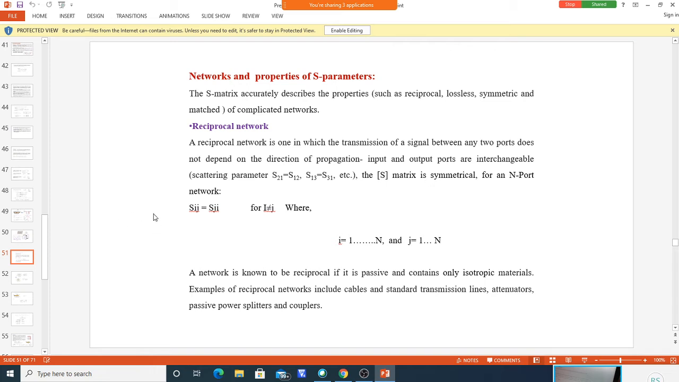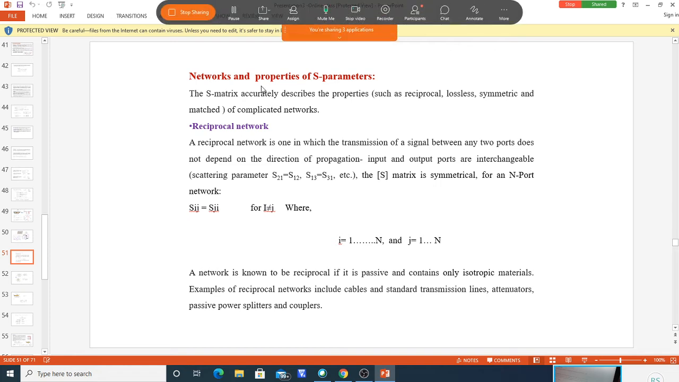Okay. So again, next we will see networks and properties of S parameters. See here, we can say properties of networks also. Network means it may consist of many things, as I said. It may be anything: a phase shifter, attenuator, filters, like this. But networks in general exhibit some properties. I think you might have studied these things in network analysis also.